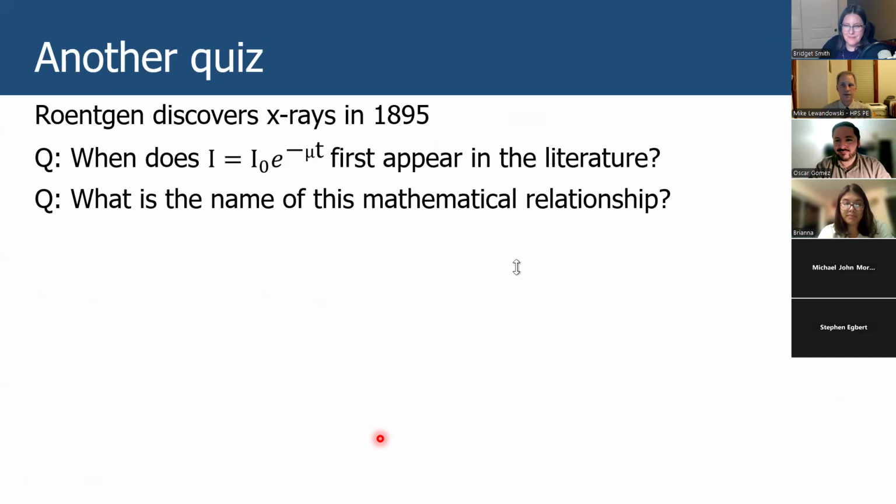All right. So if Röntgen discovers X-rays in 1895, Ken posits that by 1896, this exponential equation shows up in the literature.